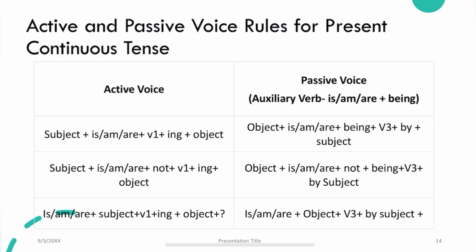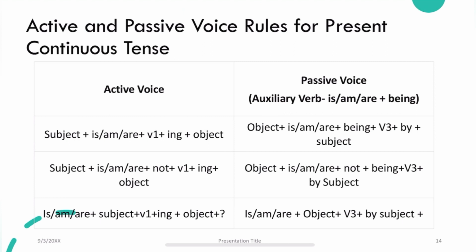The second rule, when we are making a negative sentence in the same tense, that is present continuous tense, the common rule that we usually use is subject plus helping verb is am are plus not plus first form of the verb with ing and then object. But when we change it into the passive voice, the sentence will be in this order, that object plus helping verb, then not, then being, then third form of the verb and by subject.